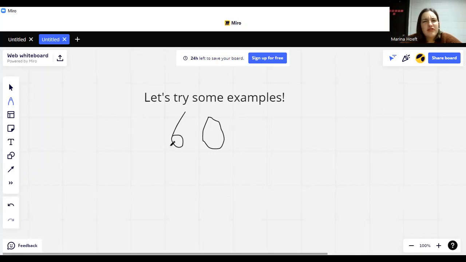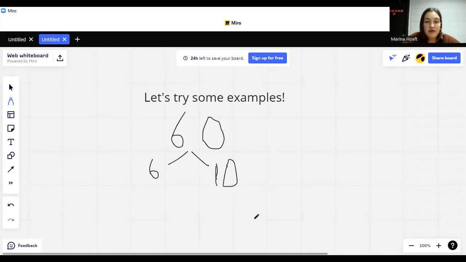Now, what are the first numbers you think of when you think of 60? I think of 6 times 10. So I'm going to put 6 here. I'm going to put 10 here. Now, these are the factors of 60, or one of the factors of 60.